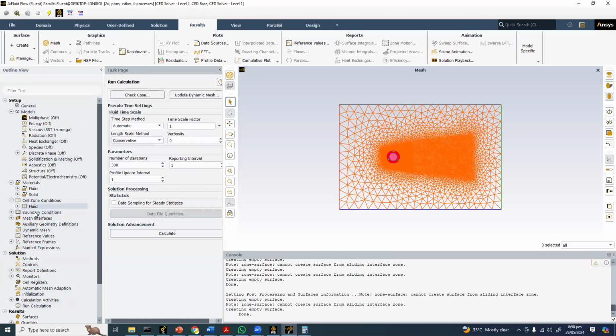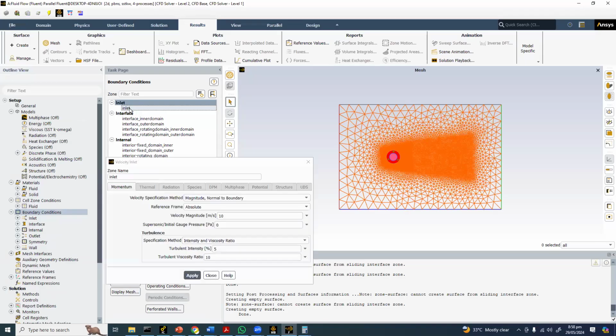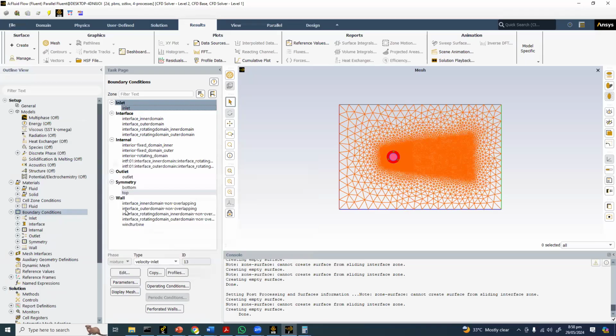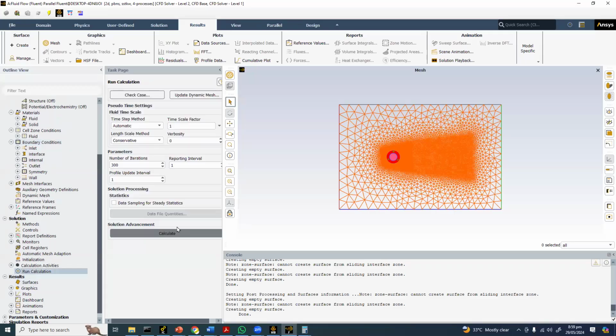Okay, so let's check the boundary conditions. Top and bottom are symmetry. Inlet is inlet, so just check the boundary condition here as well. It should be 10 meters per second. Yes, correct. Outlet is the pressure outlet. Everything else is there. Okay. So now again run the calculation.